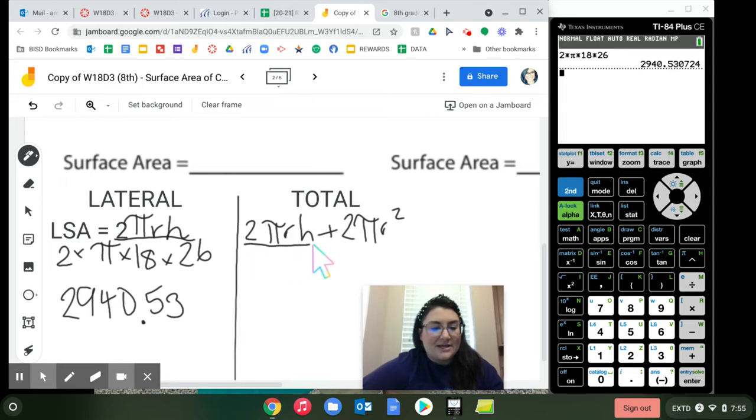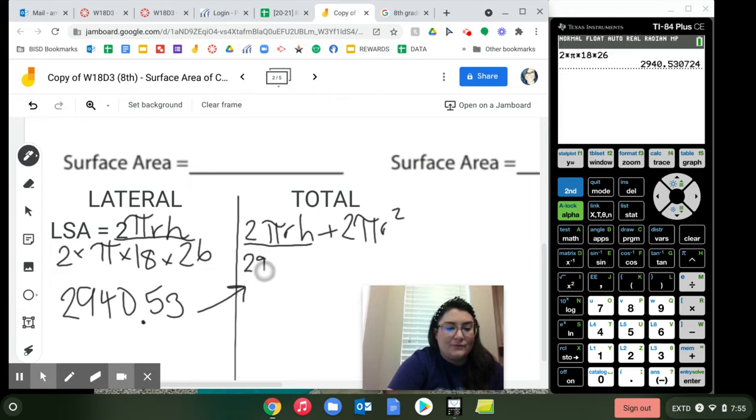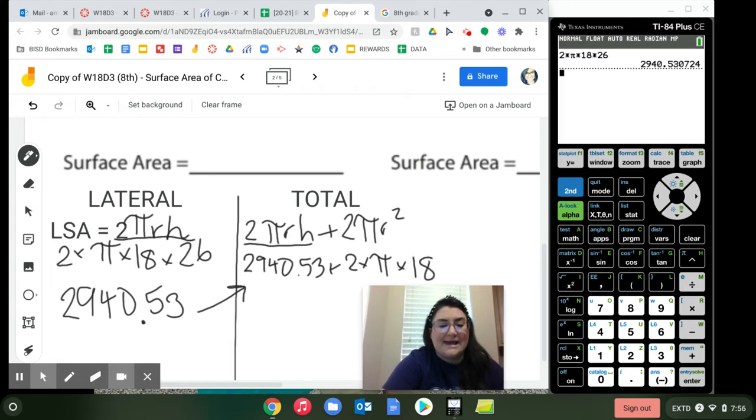We don't want to solve for all this again. We just did that. So let's just take our value. We're going to plug it in. 2940.53 plus 2 times pi times our radius, which was 18 squared. Remember here, when you're squaring, it's not just times 2. It is 18 times 18. And we can just hit 18 squared in our calculator, and it already knows that. Okay, so over here, let's type in what we got. 294, whoop, messed up.